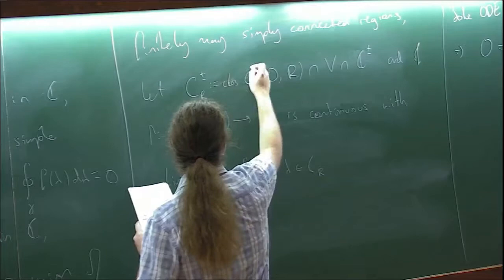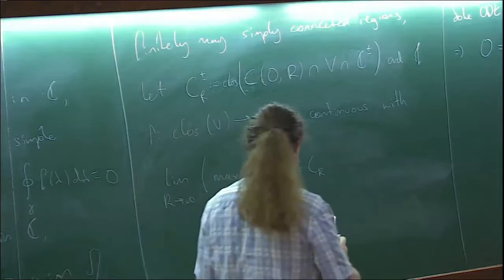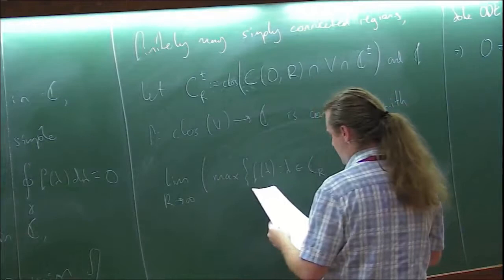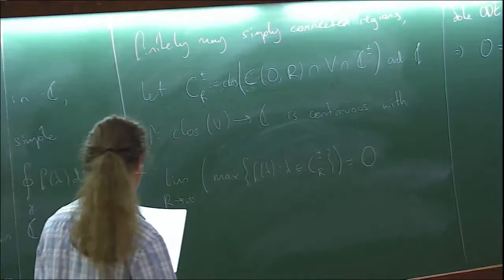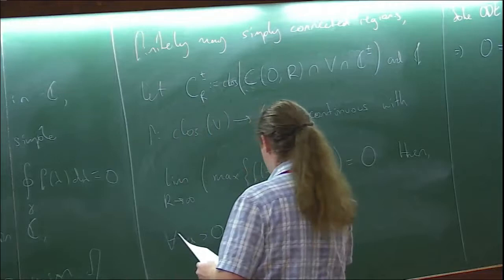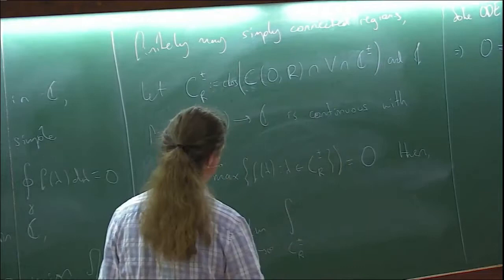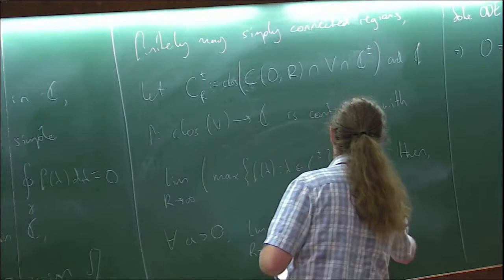this is why I wrote it this way. So C_R, when I'm thinking of it as a set, it really does matter that it's the closure of this, so it includes the endpoints, okay? So the maximum of |f(lambda)| on this contour has limit zero as R goes to infinity, the radius of the circle increases. Then, for all a positive, the limit as R goes to infinity of the integral along this contour that's made up of some circular arcs of e to the plus or minus i a lambda f of lambda is zero.